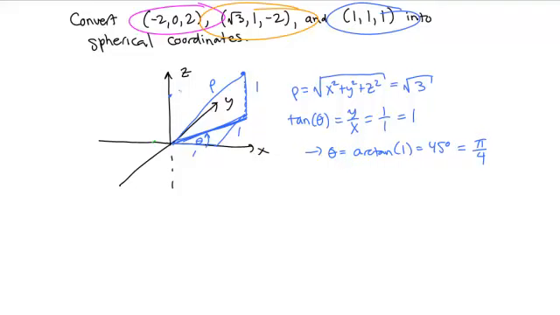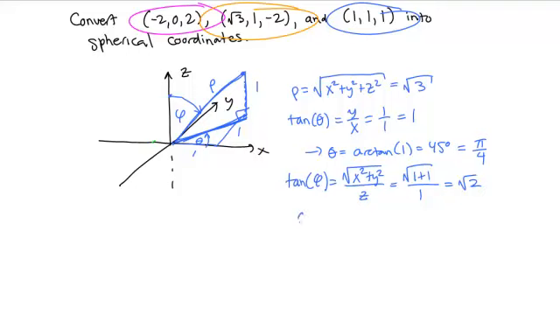Finally, the angle phi, the angle measured from the positive z-axis to the hypotenuse of the triangle standing above the xy plane, can be found by solving the equation tangent phi is equal to the square root of x squared plus y squared over z. So that's going to be the square root of 1 plus 1 over z, which is 1, or the square root of 2 over 1. So phi is going to be the arctangent of the square root of 2.